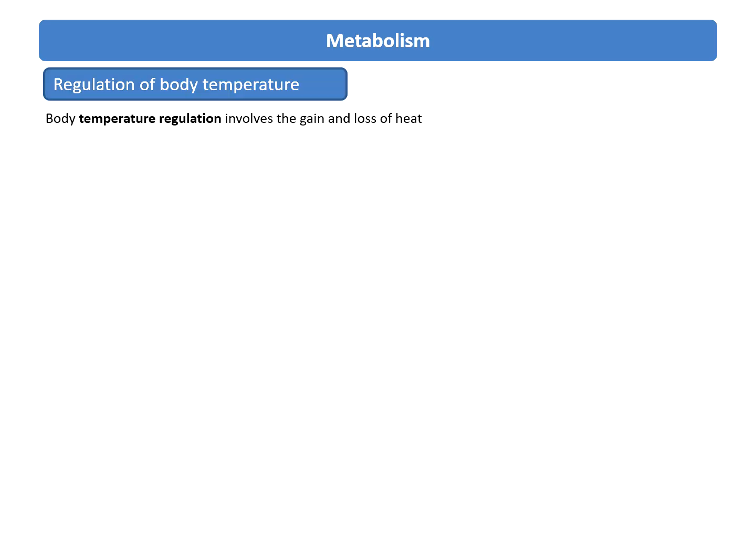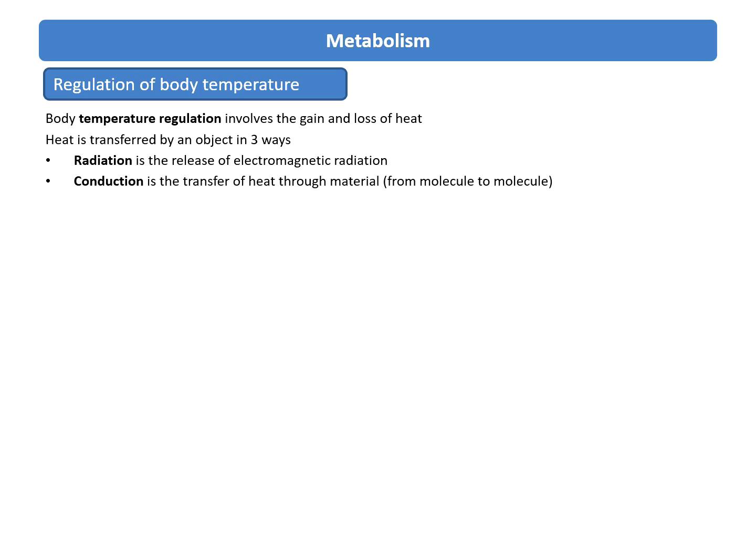Well, finally, we come to the regulation of body temperature. This involves gain or loss of heat. Before we get to the human, let's talk about the transfer of heat in any object. It's transferred in three ways. Radiation. This is the release of electromagnetic radiation. Conduction. This is the transfer of heat through material, that is, from molecule to molecule.